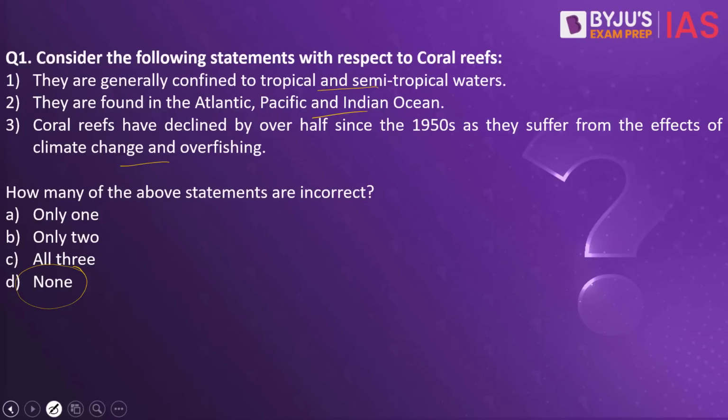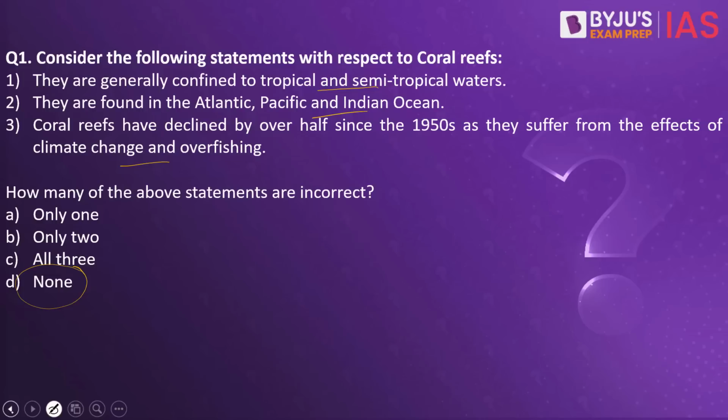When you look into the first statement, they are generally confined to tropical and semi-tropical waters. Yes, this statement is right. This basically means most of these coral reefs are found near the equator, that is between the Tropic of Cancer and the Tropic of Capricorn. They are also present in the temperate regions as well, but most of them are only present in the tropics, which means between the Tropic of Cancer and the Tropic of Capricorn. But there are exceptions, which means there are a few which are also found in the temperate regions. So the first statement is right.